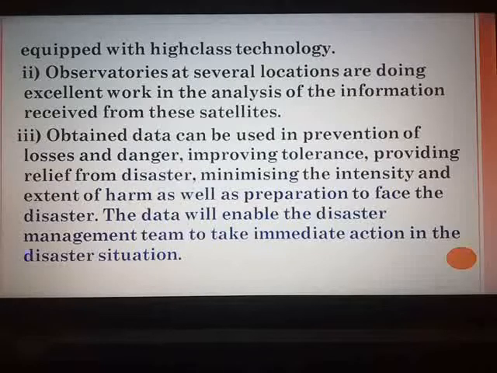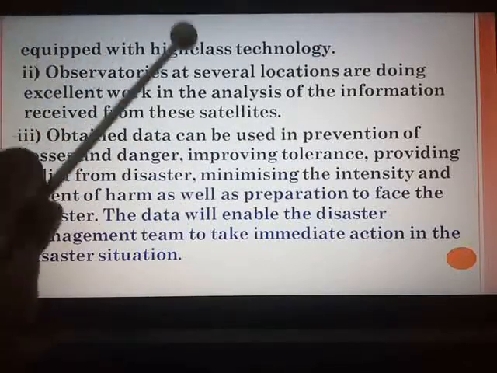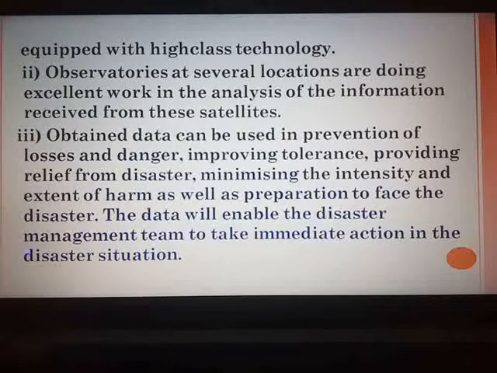So we have explained the relationship, meaning whatever data is received from the weather forecasting department, how it has enabled the disaster management department to carry out these various steps. How will the obtained data help the disaster management department? It will help in the prevention of losses and danger. It will help in improving tolerance. All those points you will just combine, and point number 5 you are just going to modify. I hope you have got the answer.